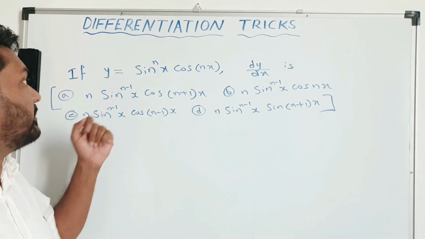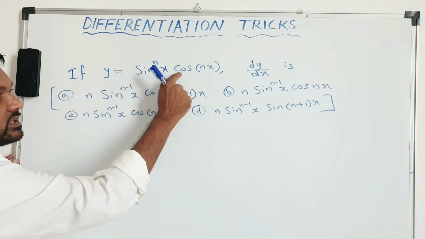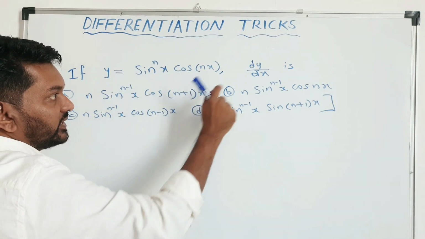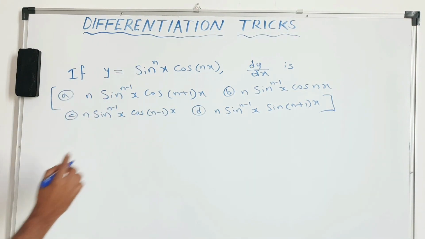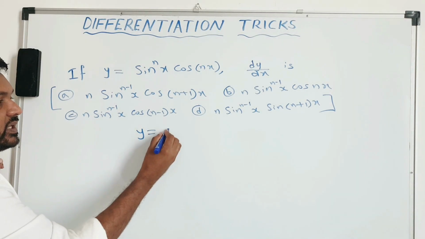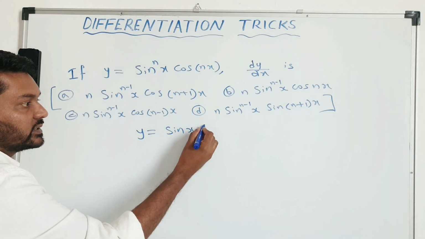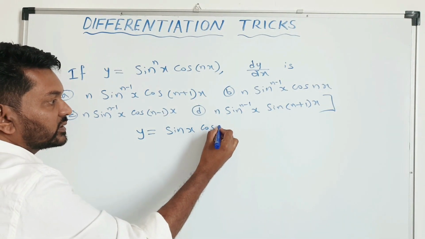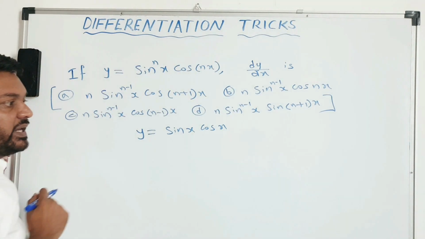Now we will see another MCQ question. If y equals sin^n x cos nx, then dy by dx is. Different options are given. Now I am substituting n as 1 here. So y will become sin^n x, n is 1, so it will become sin x, cos of 1 into x, cos x. Now you need to differentiate this. They are asking for dy by dx.